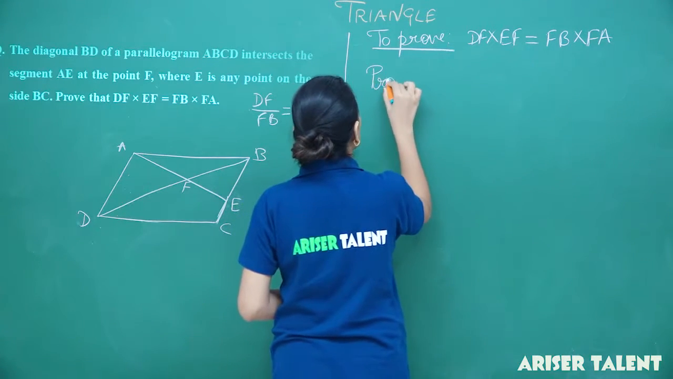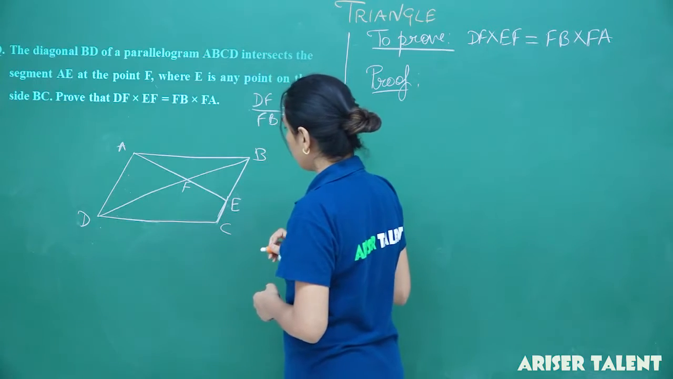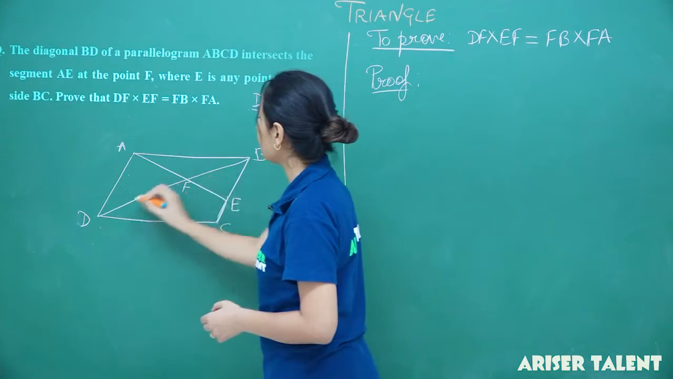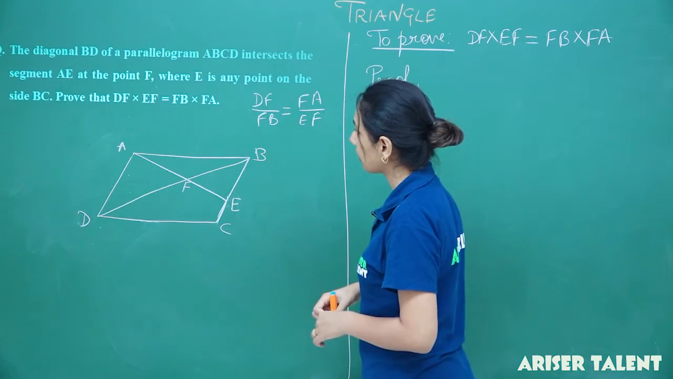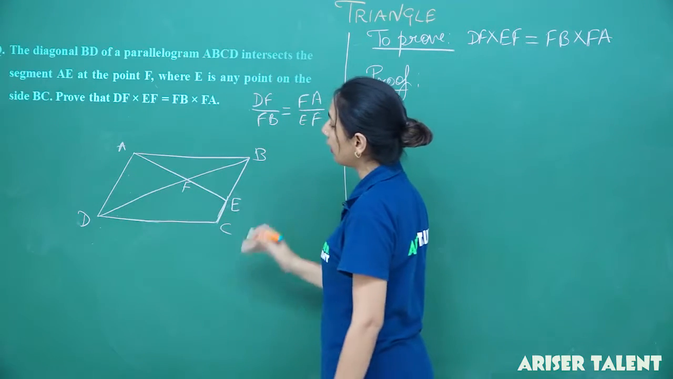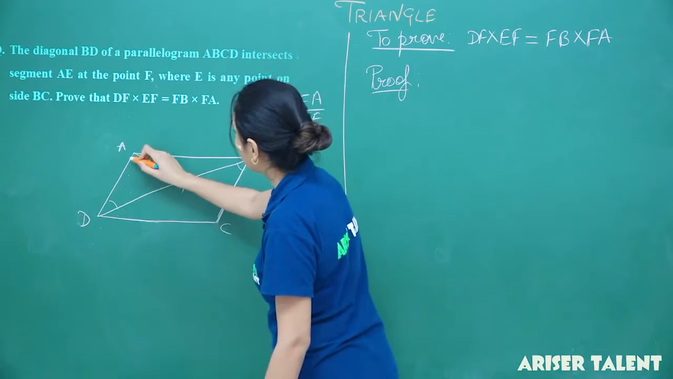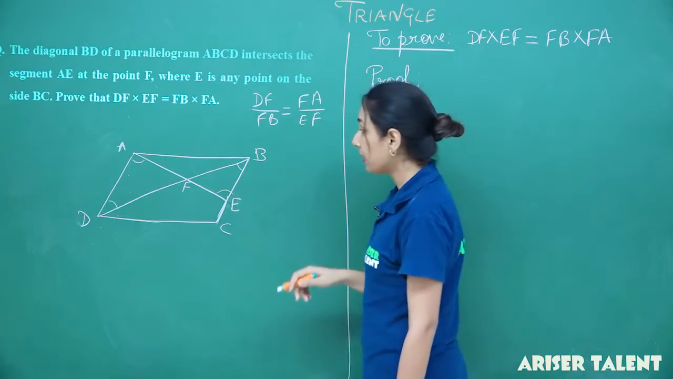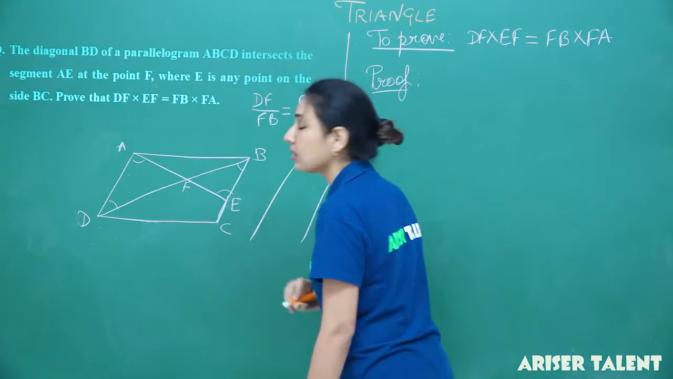Proof. Look students, we are having this triangle FBE and this triangle DAF. Okay. So what are the things in a parallelogram? That this angle is equals to this angle. Okay. And this angle will be equals to this angle. Why? Because these are two lines parallel to each other.